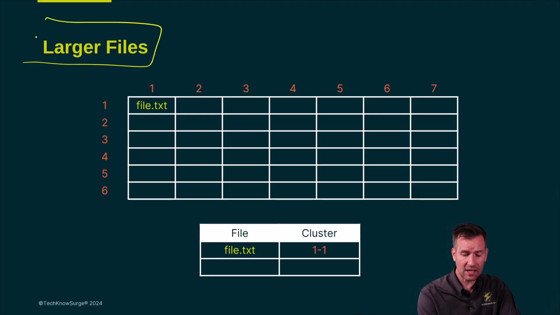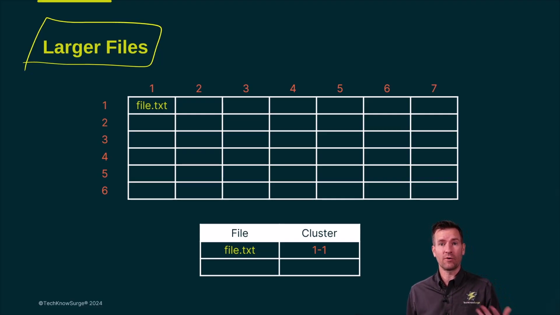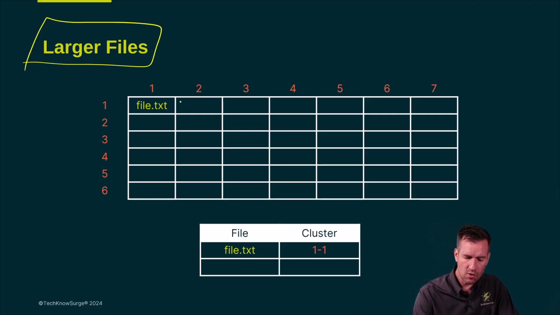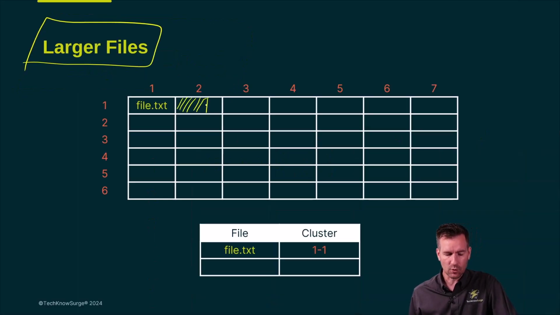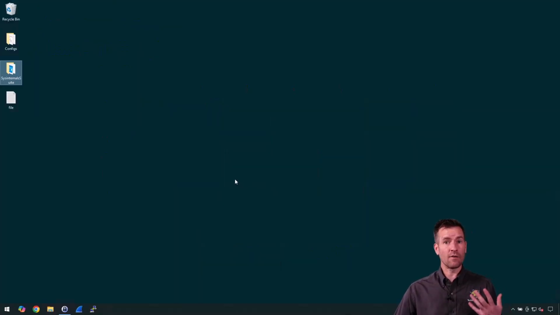Perhaps our file is larger than a cluster. That is, that it goes beyond the 4096. Well, then we start using another cluster, and we start filling up another cluster. And then we'd have to reference that as well. So not just 1.1, but we also are using up 1.2 as well. So let's get a visual of what this looks like.